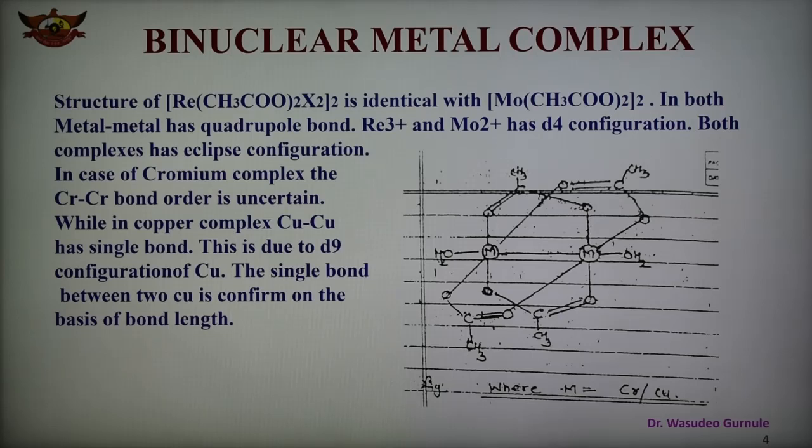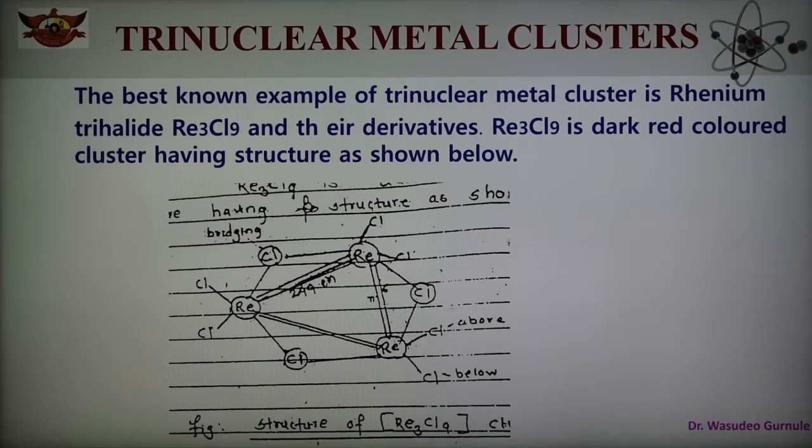So this is a structure similar to molybdenum or rhenium also. These are the examples: Re2Cl8, Mo2Cl8 4-, and these copper and chromium complexes are examples of binuclear metal clusters, also known as complexes. An important condition to form a metal-metal bond is, number one, that the metal should be in a low oxidation state, and second, the stability of the valence shell configuration of the metal. So these two are the important conditions.